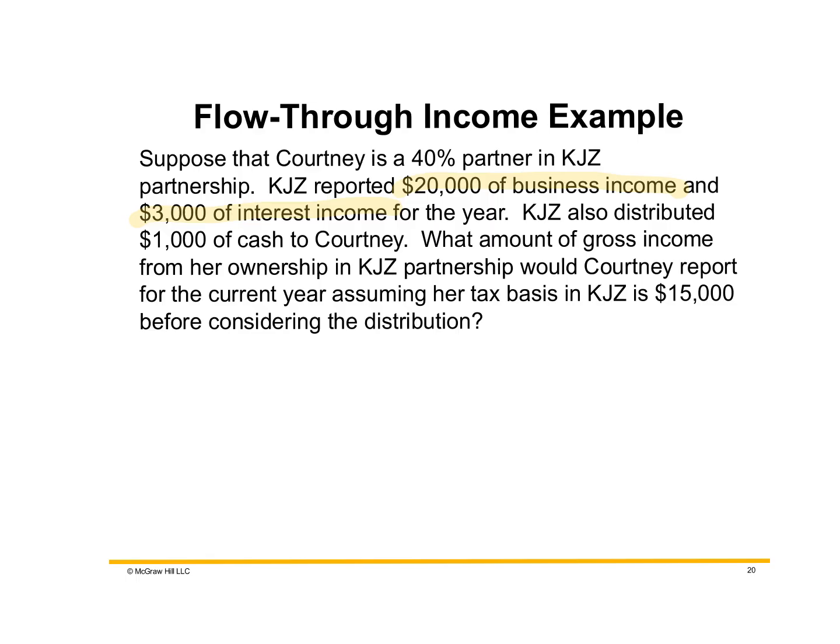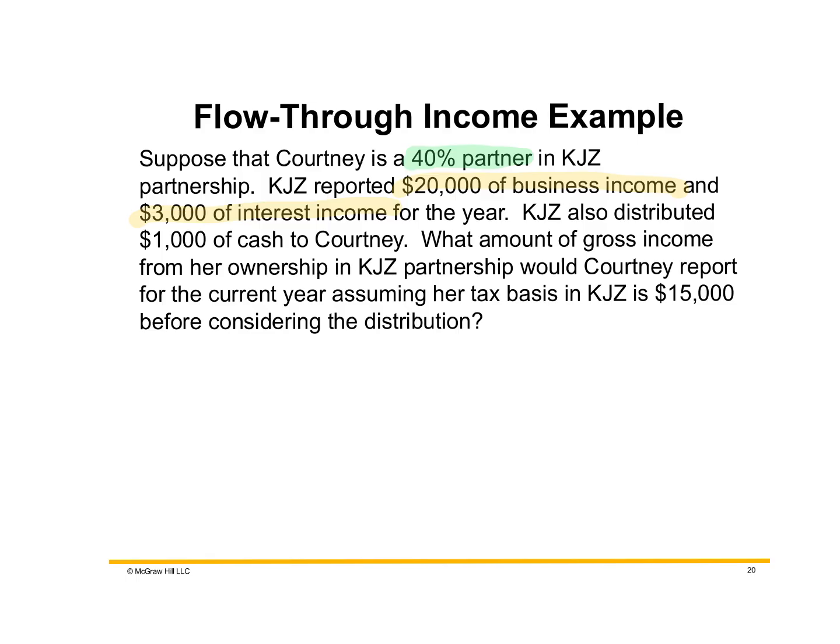So these two numbers, the 20,000 and the 3,000, are definitely going to be a part of the gross income. However, an important factor to keep in mind is that the problem mentions that Courtney is a 40% partner. What that signals is that Courtney is going to be receiving something from KJZ, but only 40%.